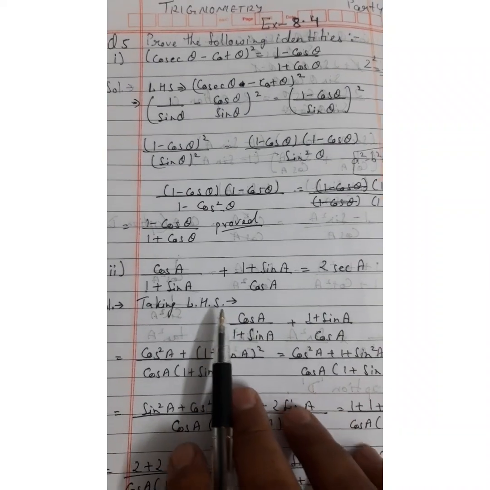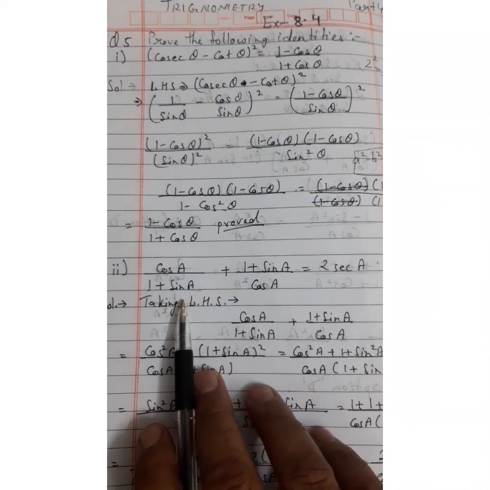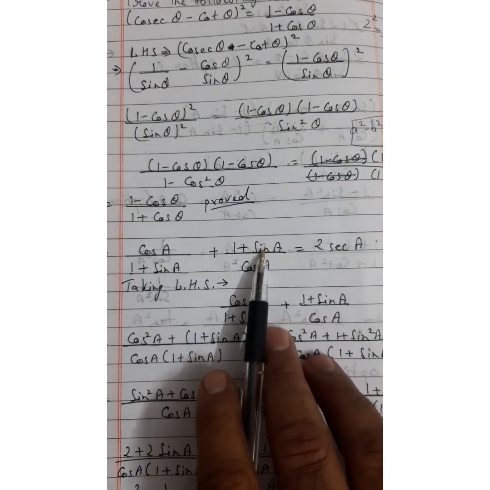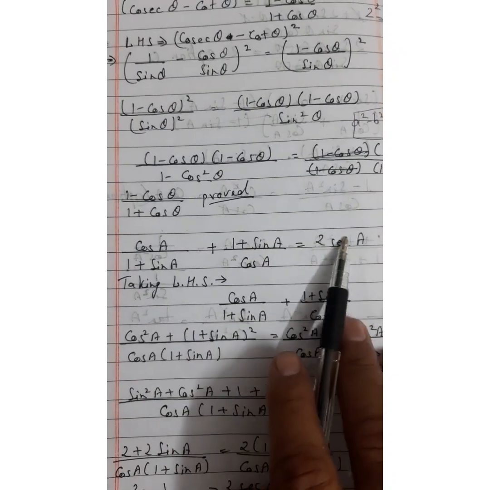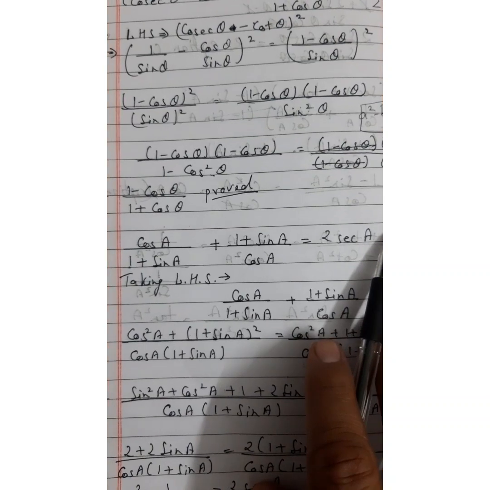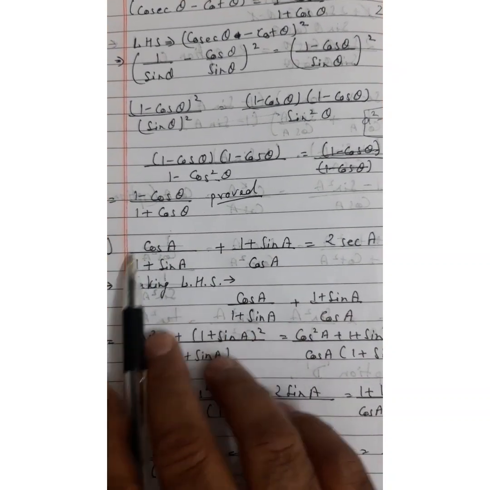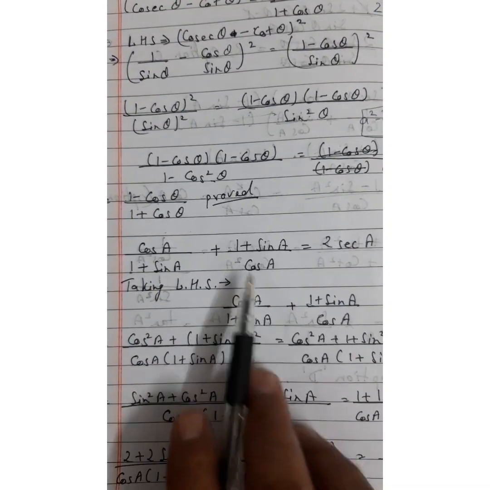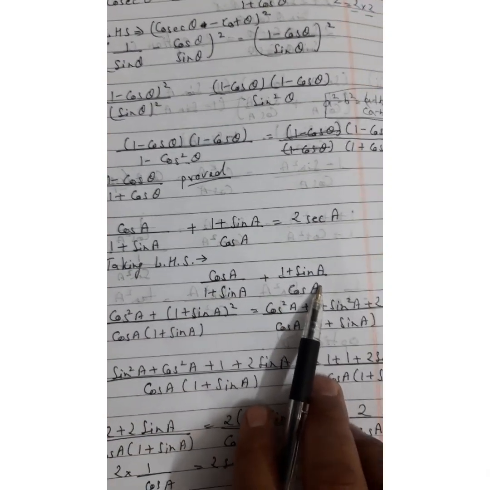Now the second part: cos A upon (1 plus sine A) plus (1 plus sine A) upon cos A equals 2 sec A. So this is the question. Again we take the LHS, which is cos A upon (1 plus sine A) plus (1 plus sine A) upon cos A.